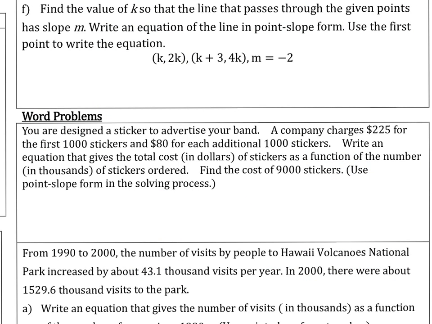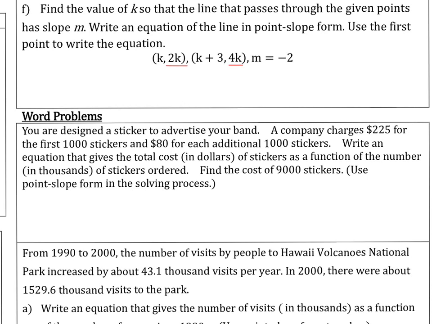Part F. Find the value of k so that the line that passes through the given points has slope m. Write an equation of the line in point-slope form. Use the first point to write the equation. Okay, first we need to find the value of k. So I'm going to set up an equation here.